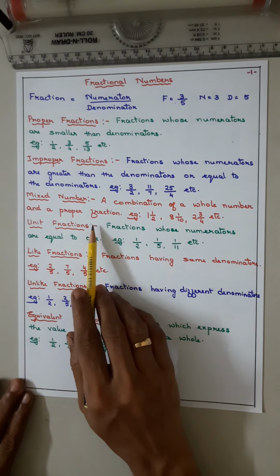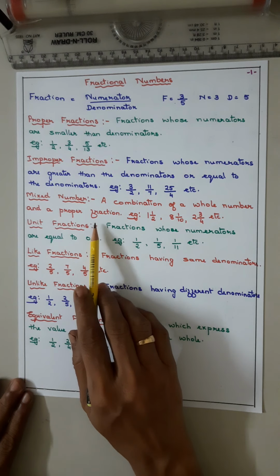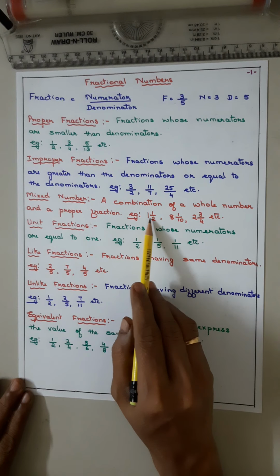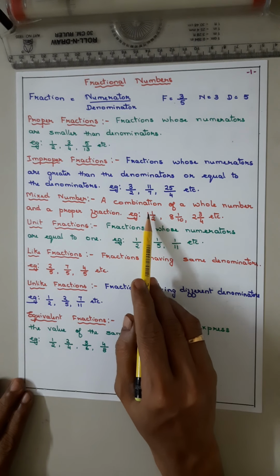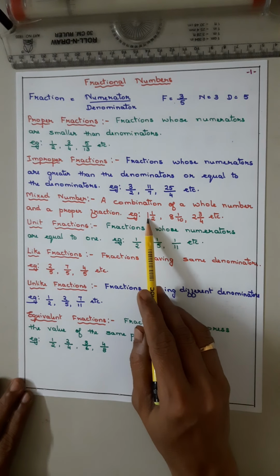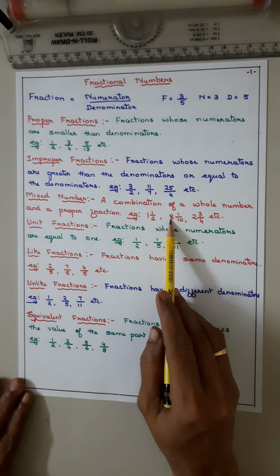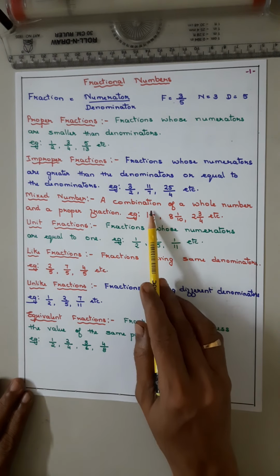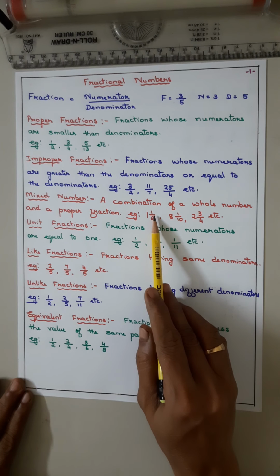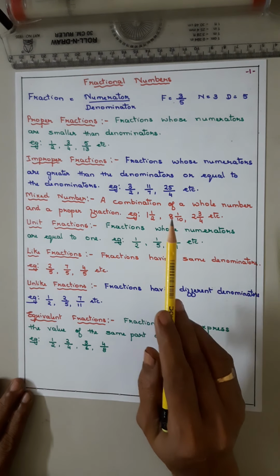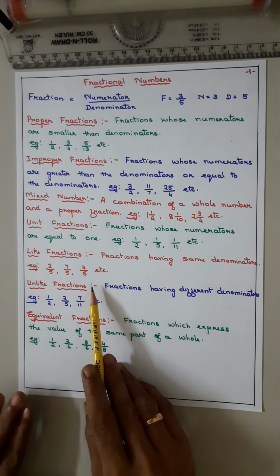Now mixed number. What is a mixed number? A combination of a whole number and a proper fraction. So there is one whole number, and on the side a proper fraction. 1 5 by 8, 1 by 10, 2 3 by 4. The fraction on the side never remains improper. It is always a proper fraction. So one whole number and a proper fraction together you call a mixed number.